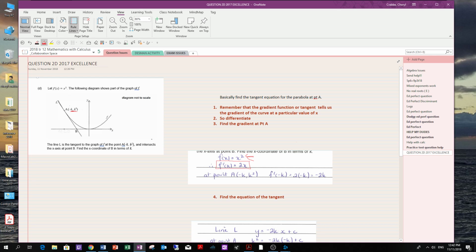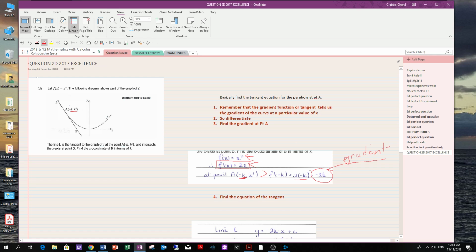Now, we've got a point that's on that line, negative k and k squared. So all we do is find the gradient at that point. How do we find the gradient at a particular point? Well, we substitute in the x value. In this case, the x is not a number, it's negative k. So we simply substitute in negative k for the x, and we get negative 2k, which is our gradient. At that particular point, we don't know what k is, but we know that that's the gradient of that tangent.